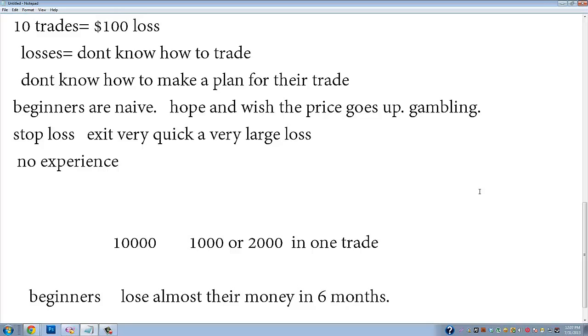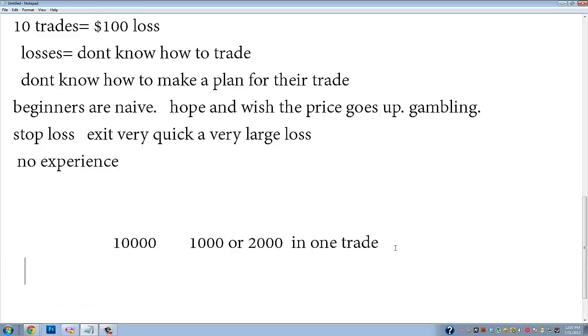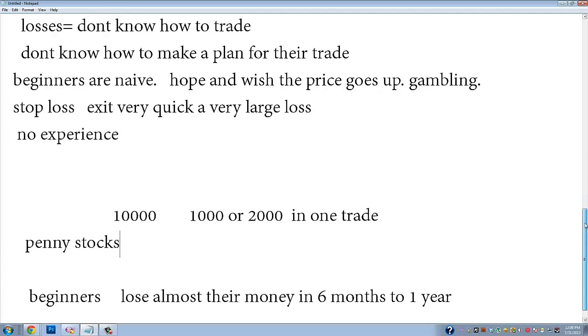This is the saying that Wall Street says: beginners can lose almost all their money in 6 months to 1 year, if the guy doesn't do a lot of trades. But those who trade a lot and don't know how to trade, in 6 months, if he has $10,000, maybe he will have 1,500 at the end, and he cannot trade anymore. Now, when people don't know what to trade, where do they go? They go to penny stocks. They think that because they have little money, they can buy these penny stocks. Penny stocks are cheap for a reason.